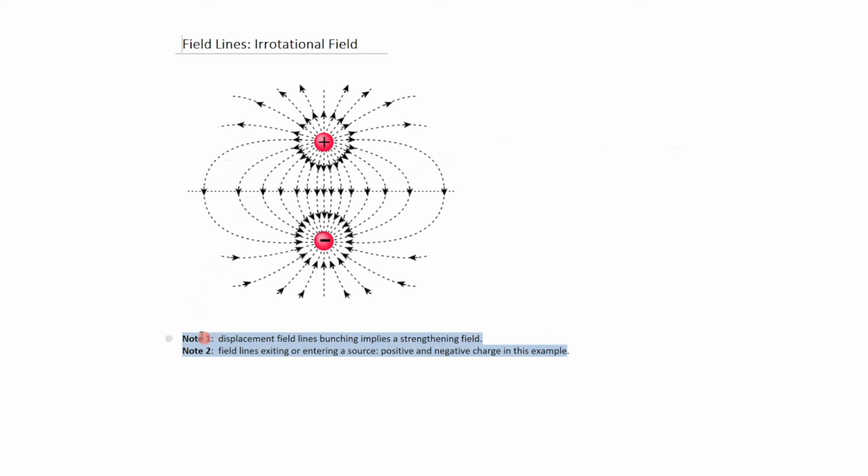So just two notes here. The displacement field lines bunching implies a strengthening field. So you can see here they're getting tighter and tighter, which means as you move inwards, fields are getting stronger. So here, for instance, going inwards, they're getting denser. Out here, they're getting further and further apart, which means the field is getting weaker.